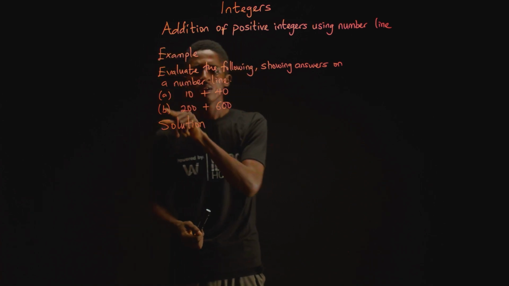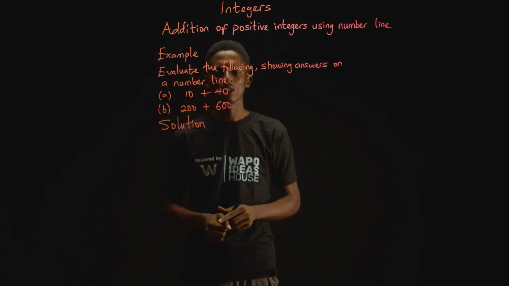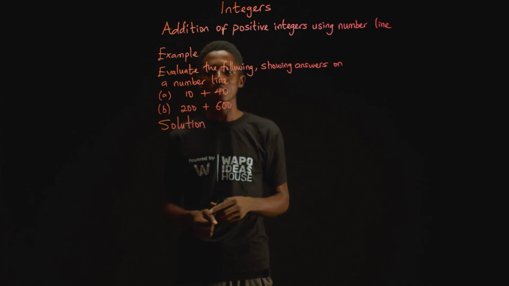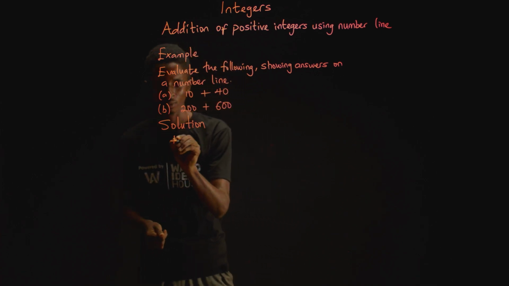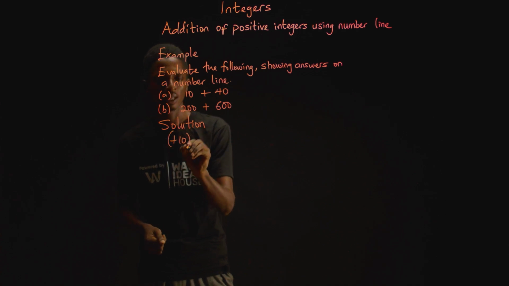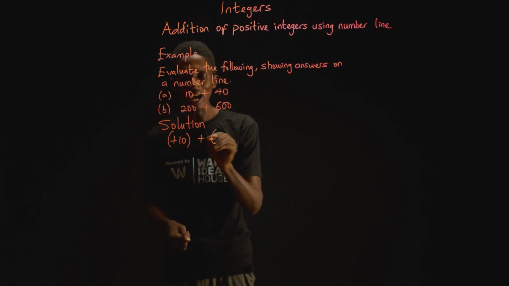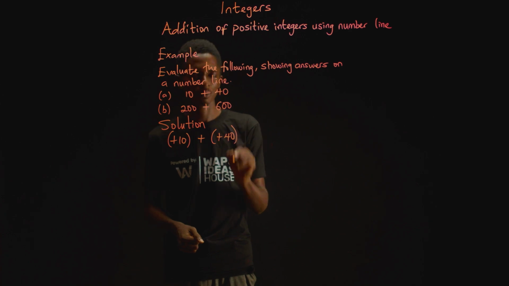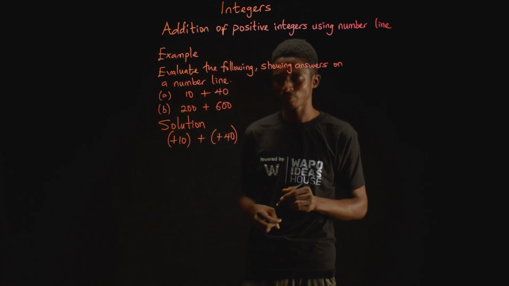To do this as it is expressed, 10 plus 40, you first show what type of integers the individual ones are. This is a positive integer, plus 10. And we are to perform addition. We're adding plus 10 to plus 40. The next thing is to show this on a number line.